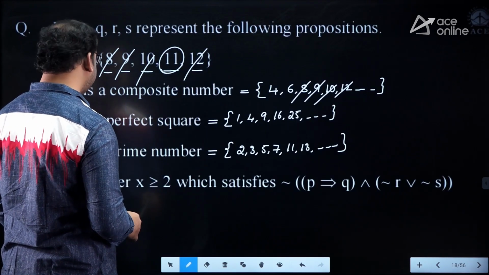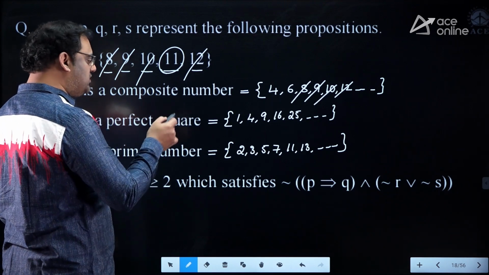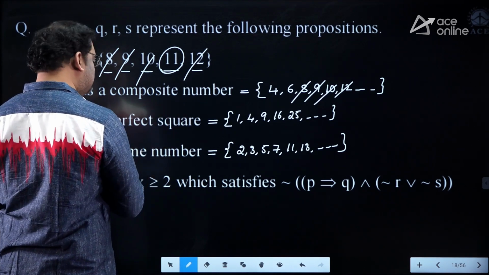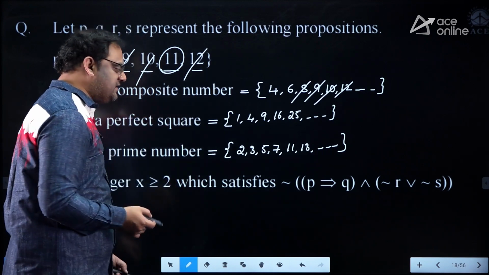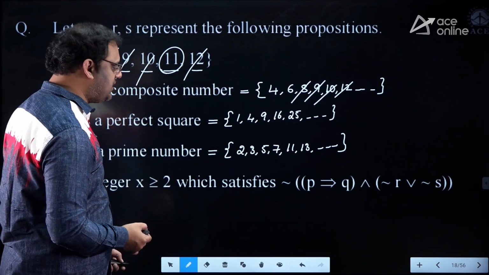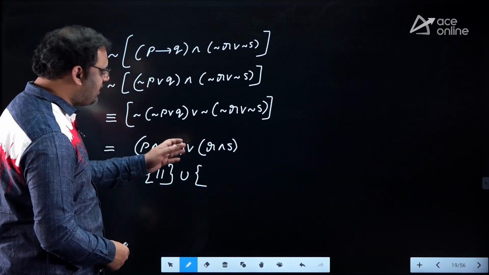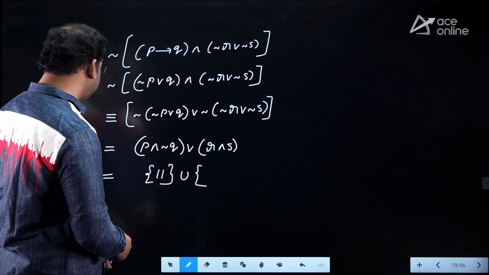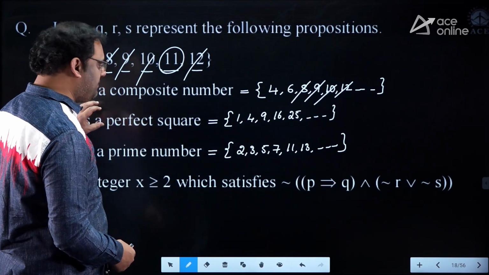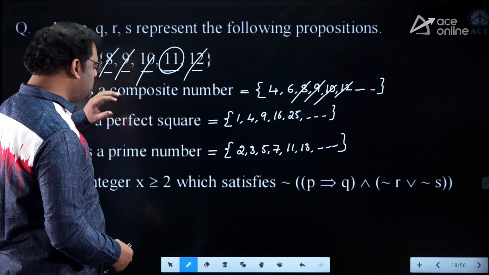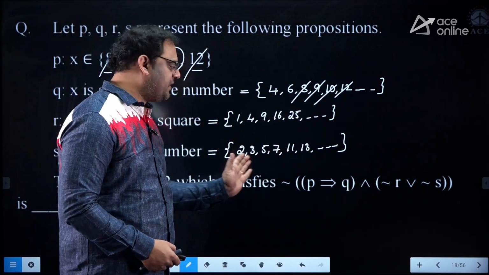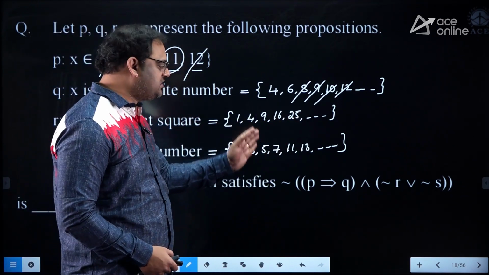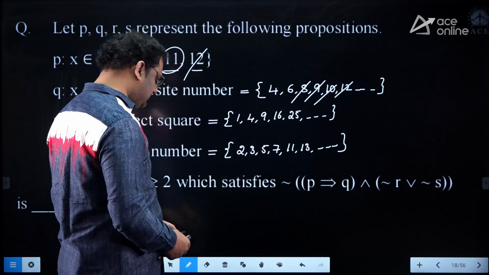R says that x is a perfect square number, and S says that x is a prime number. So my requirement is, I want an integer that makes both R and S true. That means the number should be a perfect square number and also a prime number. In perfect square numbers, there is no prime number at all. Their intersection is nothing, phi.